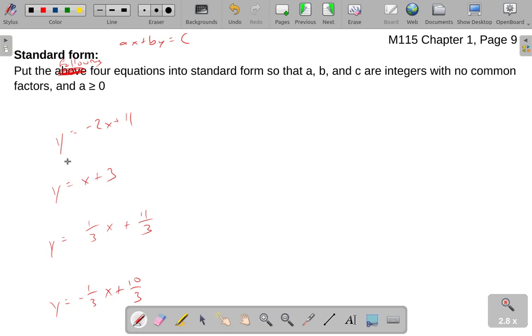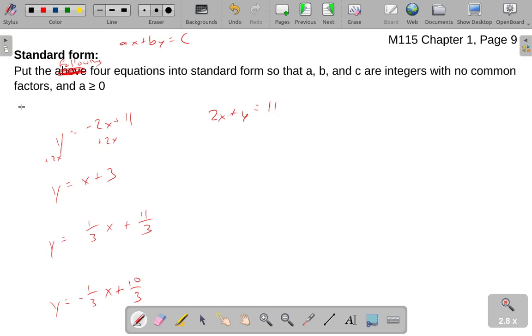If we're starting out with the equation y equals negative 2x plus 11, first off, putting the variables on the same side of the equation involves adding 2x to both sides. I get 2x plus y equals 11. And already, you can see this is in the correct form. I have an integer here, 2. I have an integer in front of my y, this is a 1. And an integer here, that's 11. So A, B, and C are all integers.